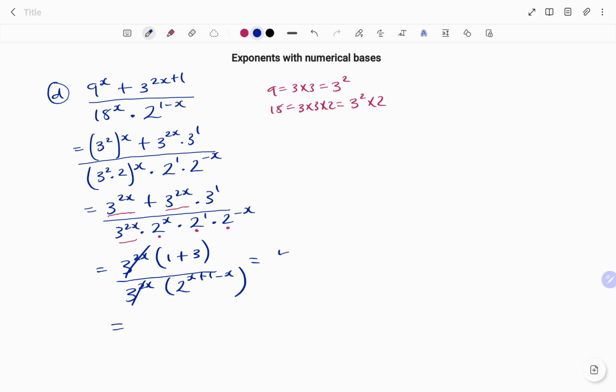1 plus 3 is 4 over x minus x here cancels out, so I'm left with 2 to the power of 1. And 4 divided by 2 is 2.